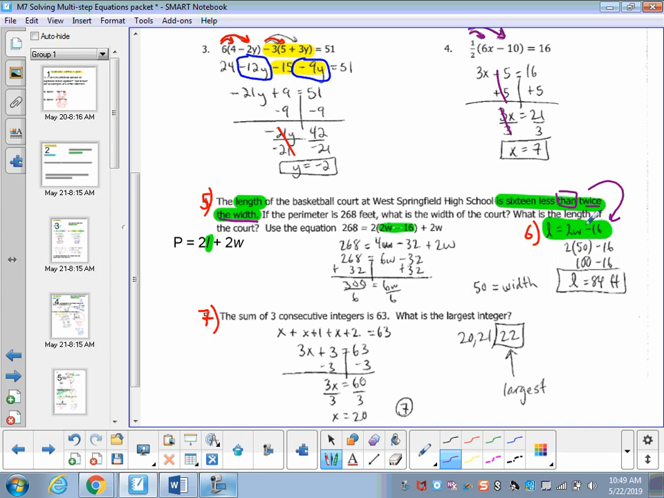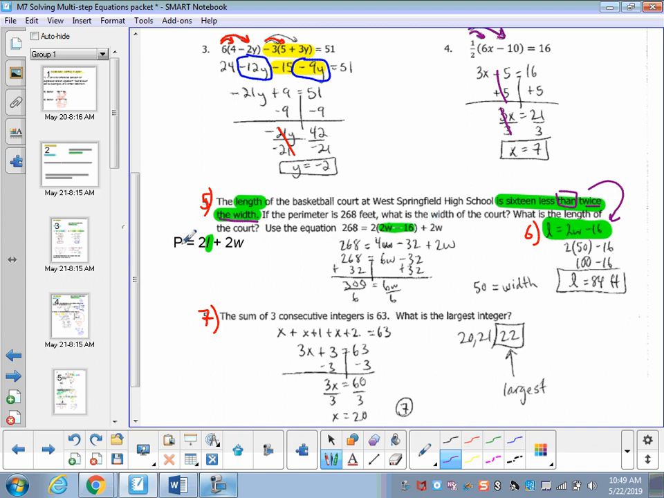So twice the width minus 16, that's the length. Now over here I want to remind you guys about the formula for perimeter of a rectangle, and it says to take twice the length and add it to twice the width, and you'll have the distance all the way around. Now this problem tells us that the perimeter is 268, and now I'm ready to explain this equation to you all.